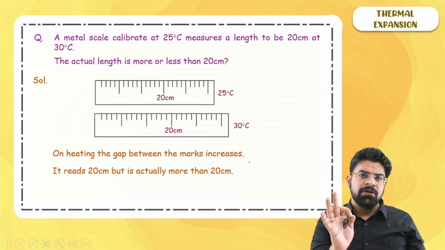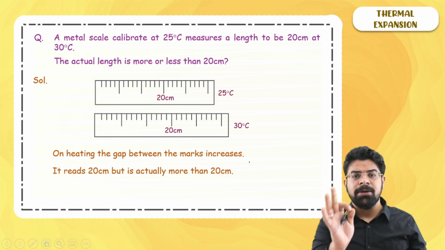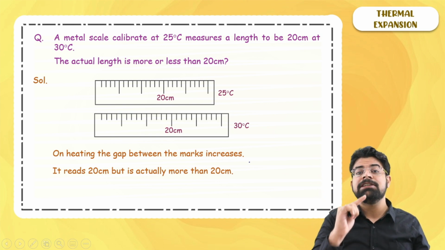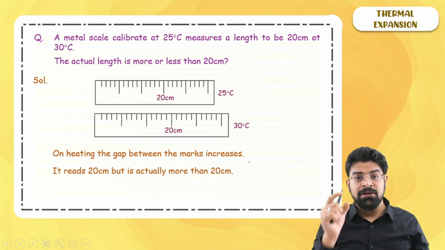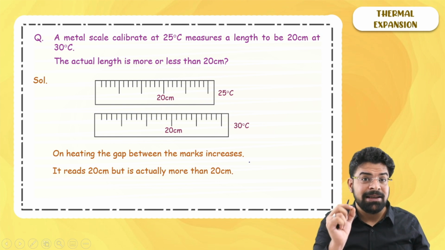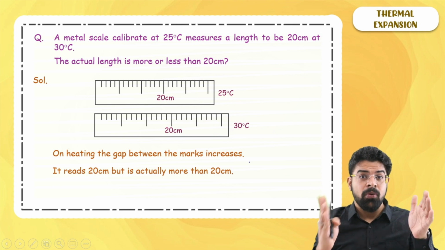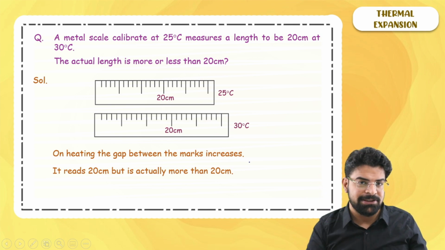So if you are measuring something using a metal scale at a temperature above its calibration temperature, the reading you are getting is less than actual. The actual length is more, the reading you are getting is less. Let's move on.